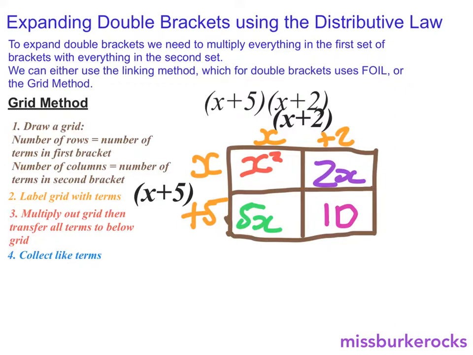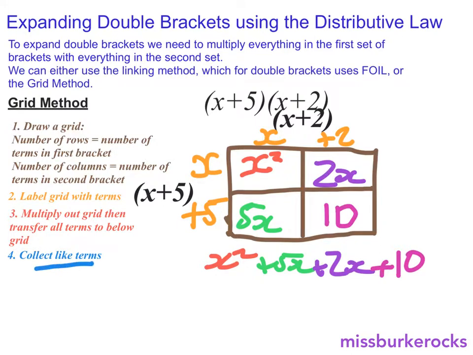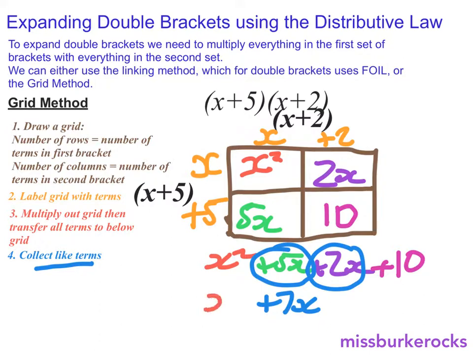When we transfer everything down, we have x squared plus 5x plus 2x plus 10. We then have to collect our like terms, which is our last bit here, 5x plus 2x, which gives us 7x. It's positive, so we need to put plus there. Everything else just drops down because we know it hasn't just vanished. So we end up with x squared plus 7x plus 10. So that's our grid method.